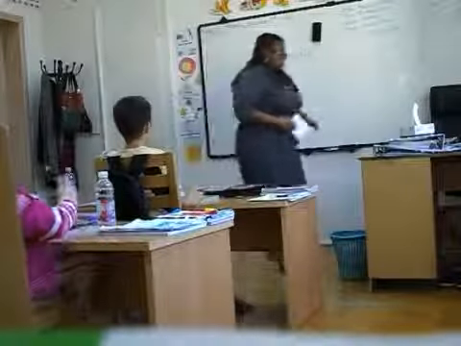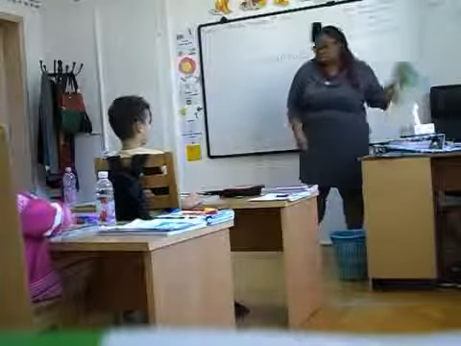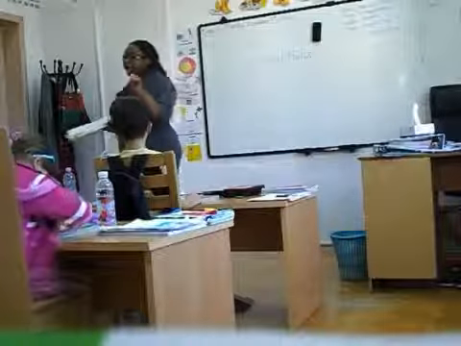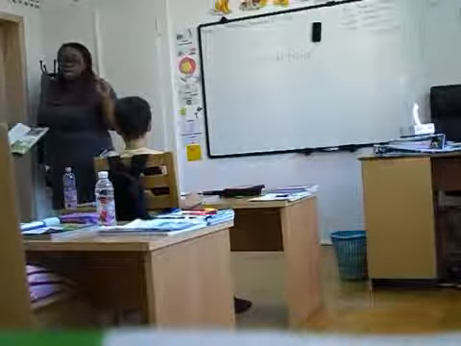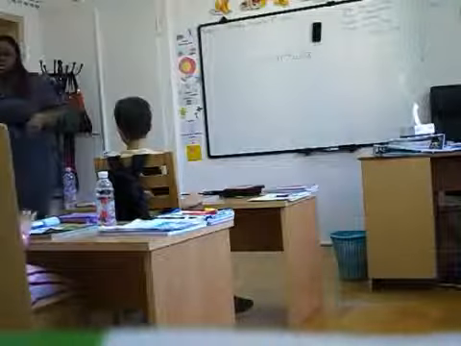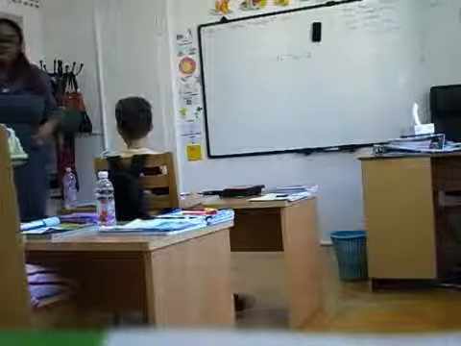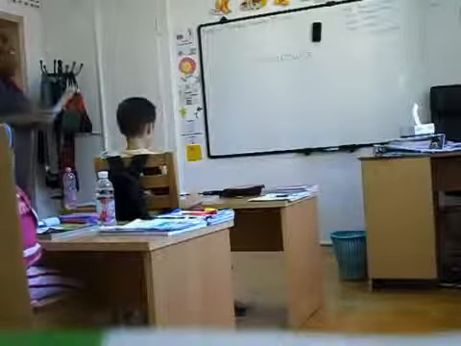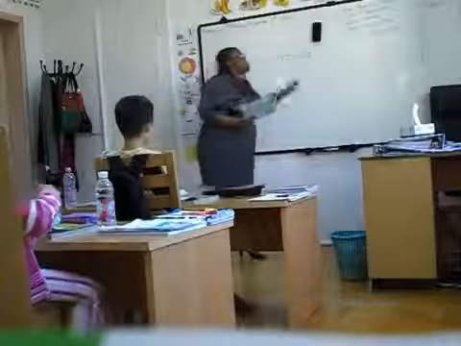Perfect. So let's read, everybody. Mammal. Bird. Reptile. Amphibian. One more time. Amphibian. Fish. Insect. Good. These are all different kinds of animals.